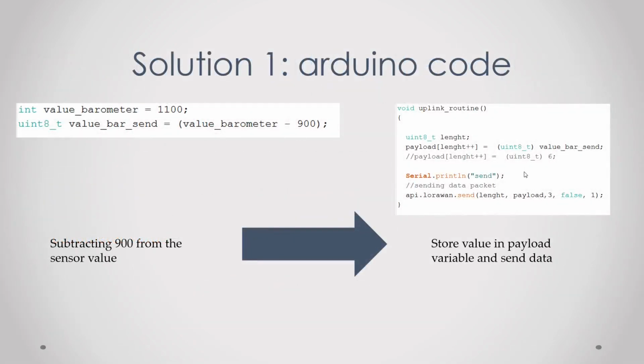So then, how does it actually look in Arduino? First I created a value of the barometer, 1100. I didn't attach a real sensor just to simplify it. Then we create a byte, and we say the byte that we are going to send is equal to the value of the barometer minus 900. Then we send that data, so just the byte value.